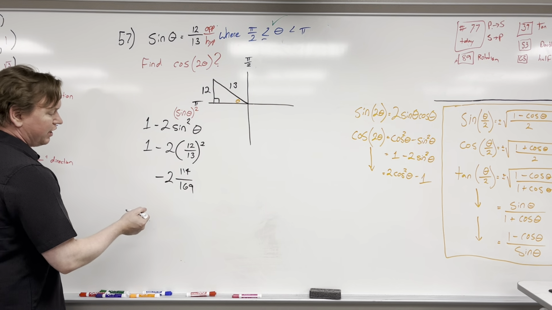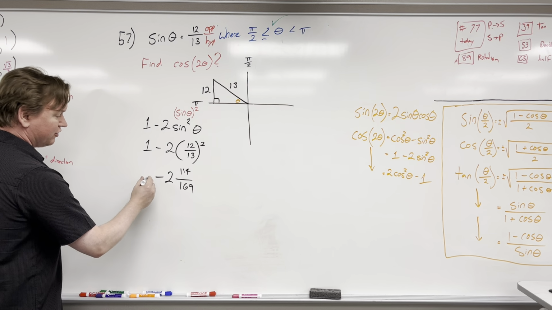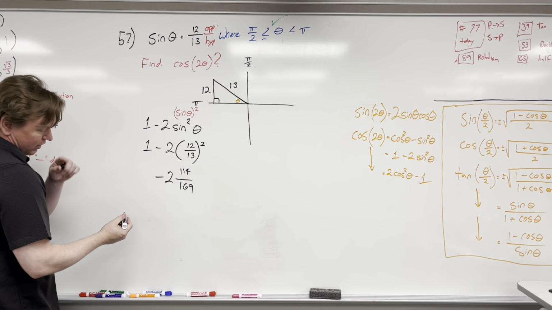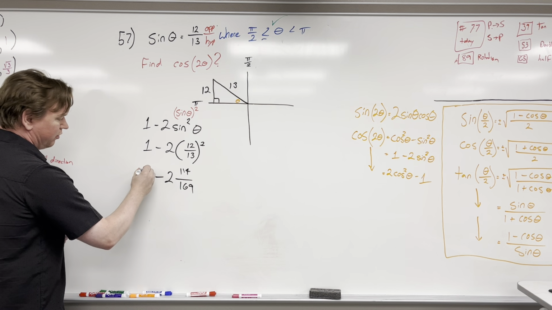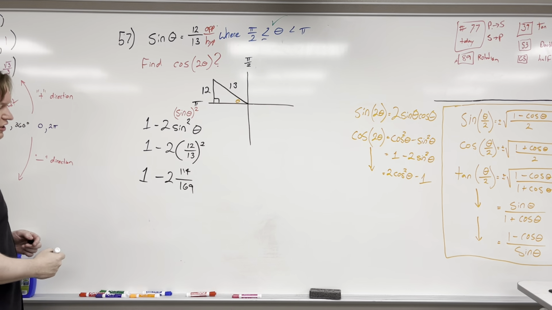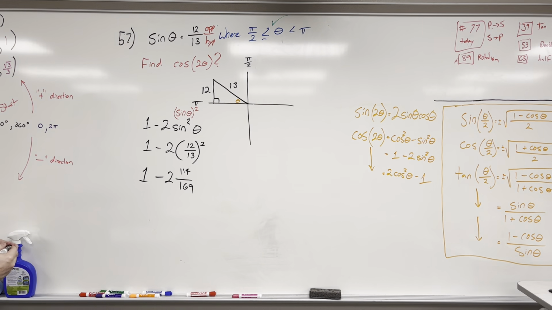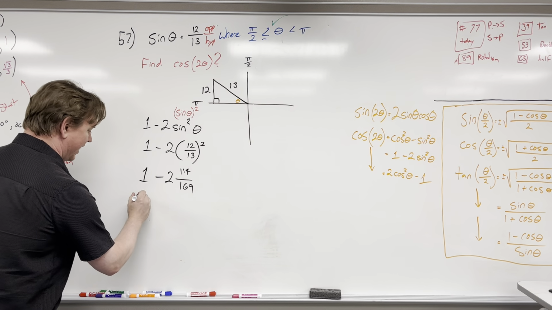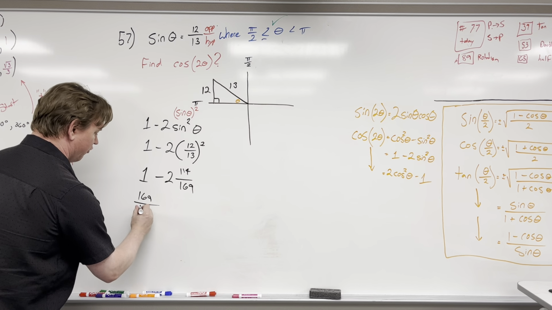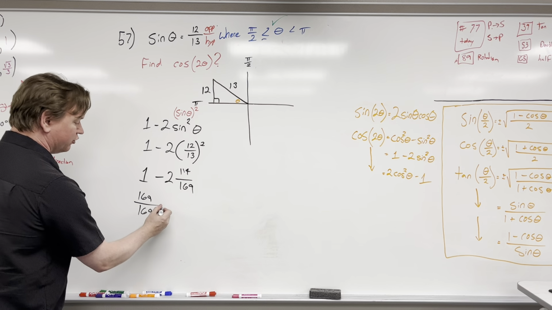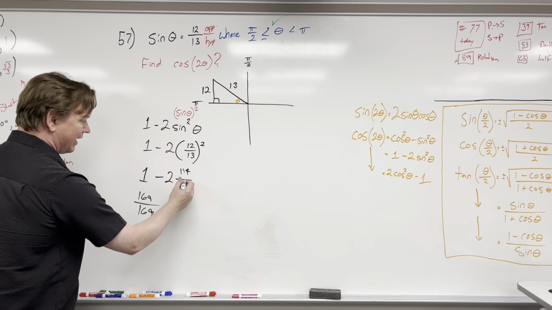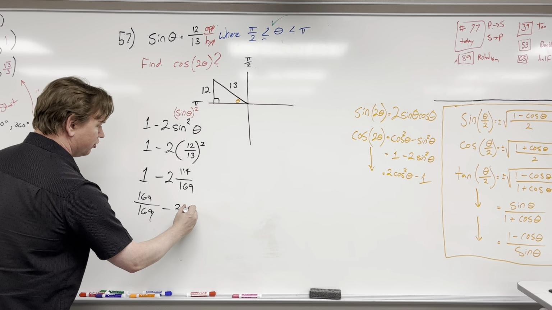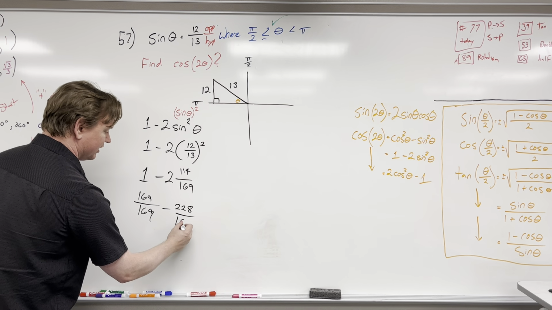Okay, and then that one's right there. And so then we just simplify this up. What I would personally do is rewrite 1 as 169 over 169, right? Because anything over itself is 1. Then I would multiply that by 2, so you get 2, 2, and 8 over 169, right?